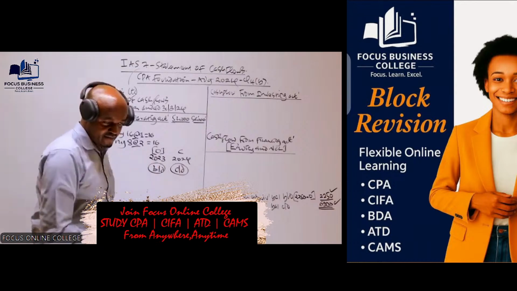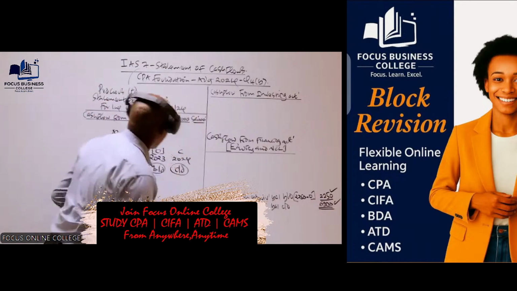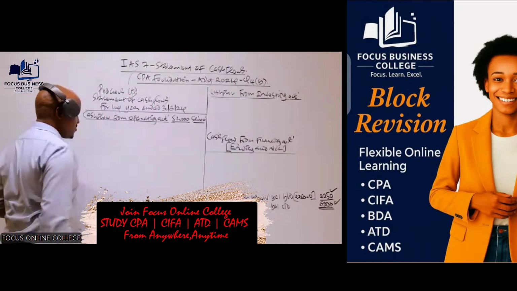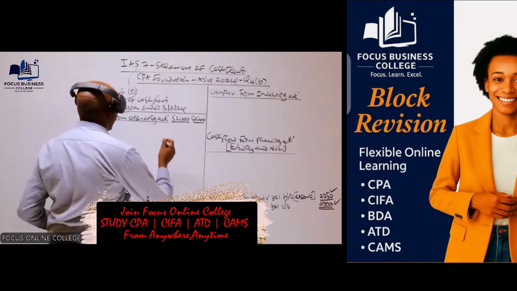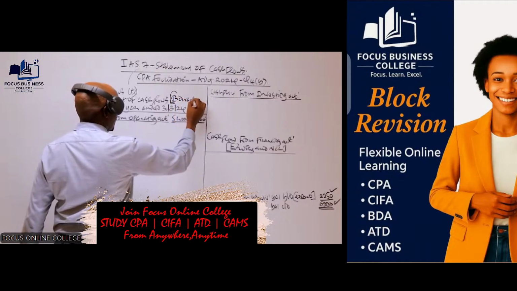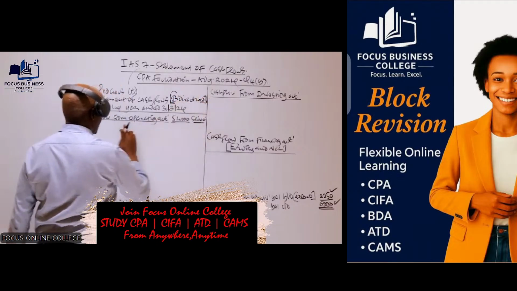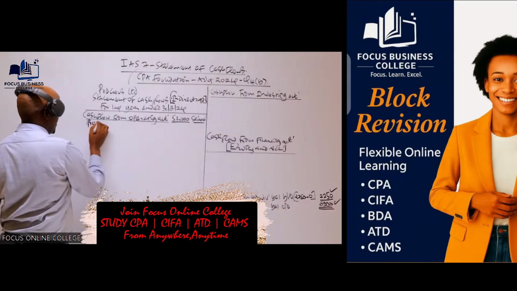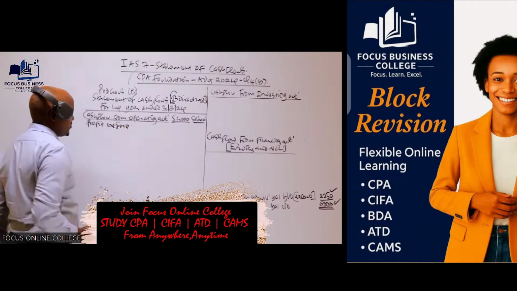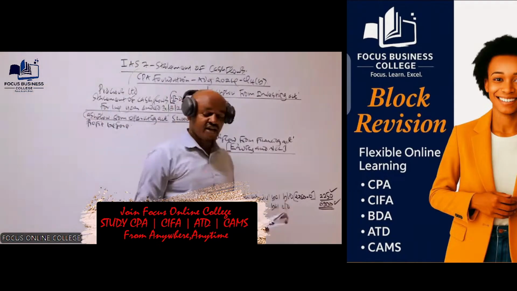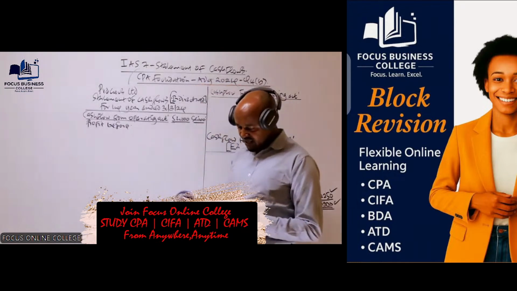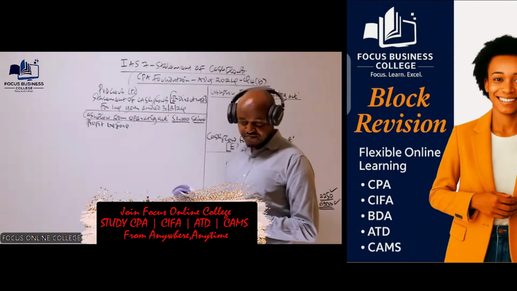After doing that, we come back here to compute the cash flows from operating activities. Remember, we are preparing this statement of cash flows using the indirect method. Under the indirect method, we start with the profit before tax. Where do we get the profit before tax? We get it from the income statement. Can we go to the income statement? You give me the profit before tax.